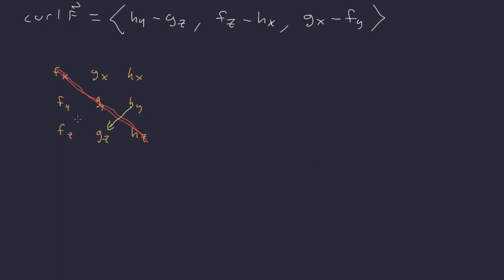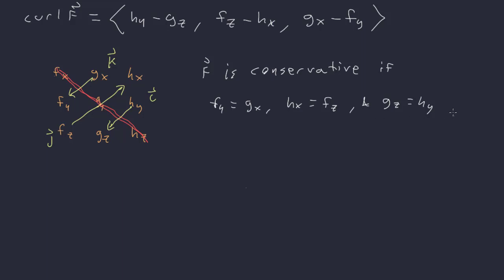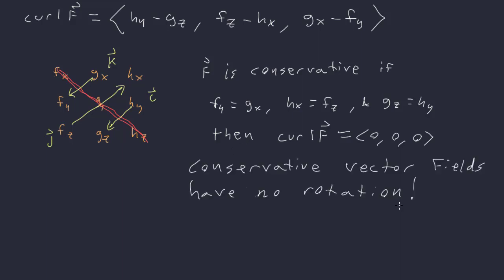So it's almost like we're doing this, right? i, j, and k, as far as hy minus gz, fz minus hx, and gx minus fy. Okay, so notice that f is conservative if all three of these things are equal. And if all three of these are equal, then the curl of f will be the vector 0, 0, 0. So conservative vector fields have no rotation.